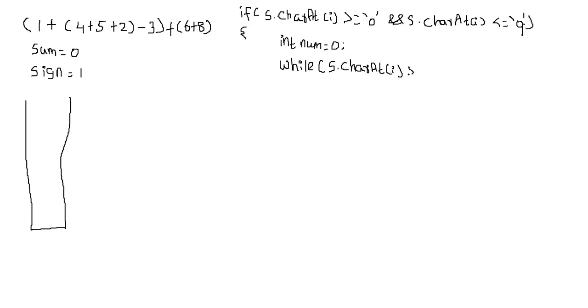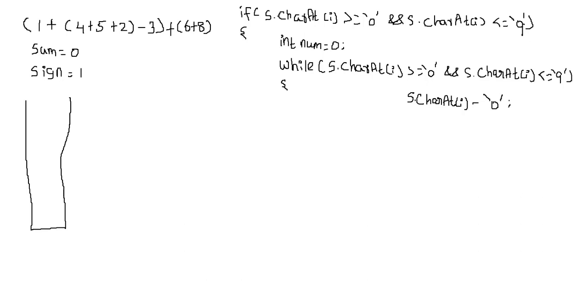s dot caret of I greater than or equal to 0 and s dot caret of I less than or equal to 9. If this is the case, what I have to do, I have to convert that into integer first. So how can I convert that into integer? In the sense, take that particular character, and after that subtract it with the character 0.